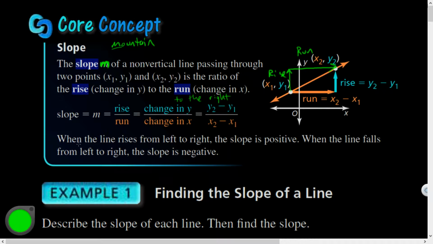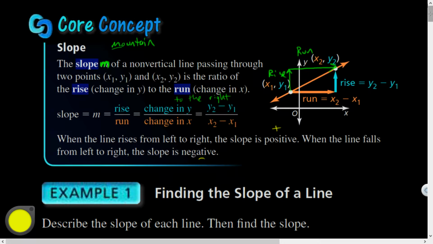And then, look, they're giving us so many facts today. They said when a line rises from left to right, the slope is positive. So positive slopes go up and then over. And when it falls from left to right, when Mario's going downhill, the slope is negative. It's going down some amount and over to the right.